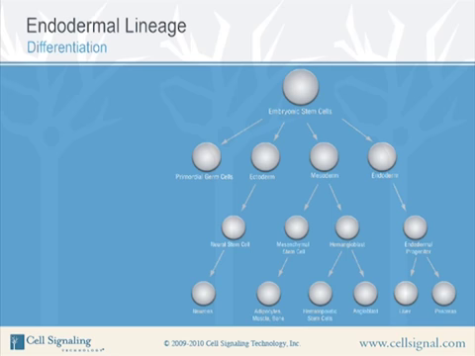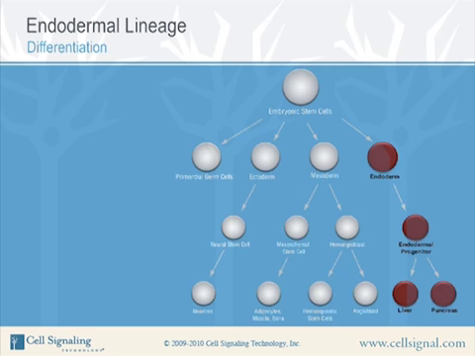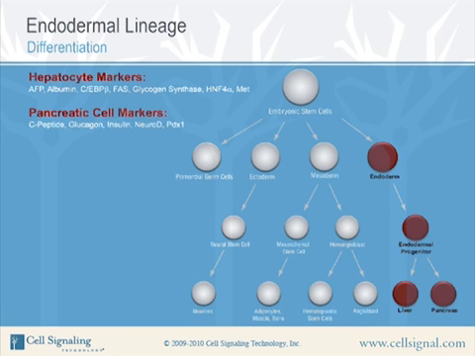Endodermal lineage. The last of the primary germ layers, the endoderm, differentiates into an endodermal progenitor, which further differentiates into hepatocytes, liver cells, and pancreatic cells. Markers used to identify hepatocytes include AFP, albumin, CEBP-beta, FAS, glycogen synthase, HNF4-alpha, and MET. Pancreatic cell markers are C-peptide, glucagon, insulin, NeuroD, and PDX1.